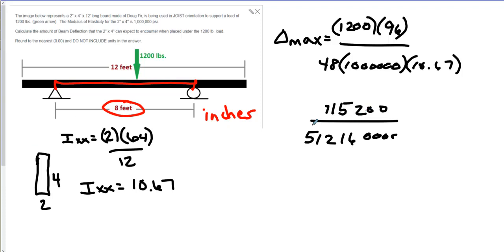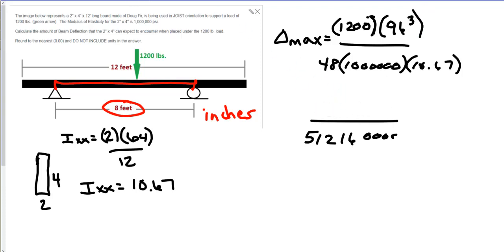Let's see, I did something wrong here. Okay, let's pause. Actually, sorry, this should have been 128. Okay, sorry about that, I'm back. So this was 1200 times 96 cubed. That was where I made my mistake. I forgot to cube that.